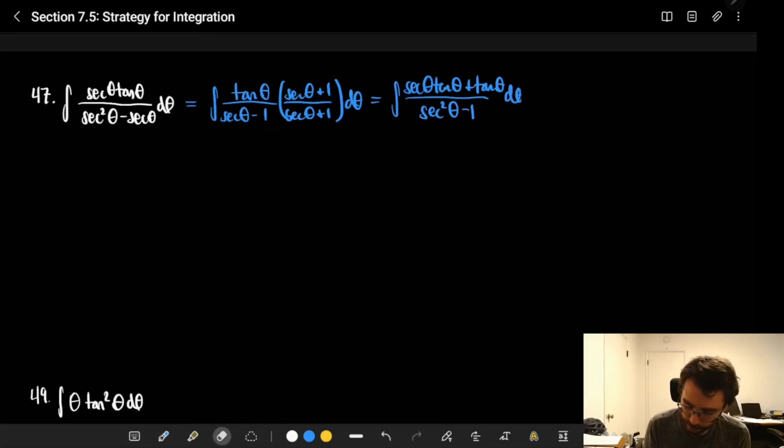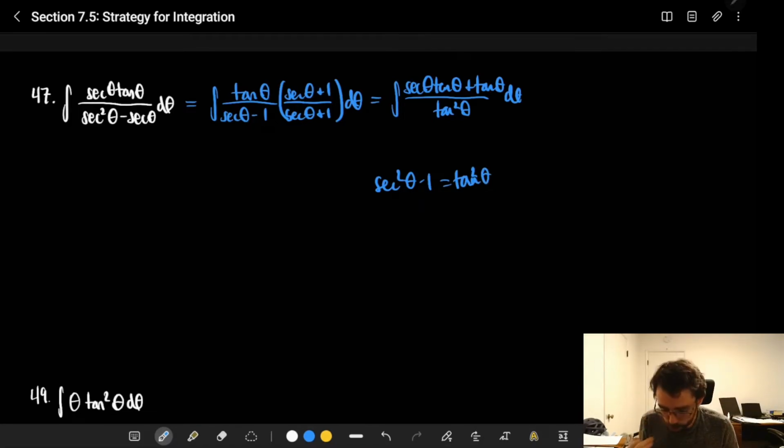But secant squared minus 1 is just tangent squared, assuming I'm remembering that identity correctly. Right, secant squared minus 1 equals tan squared. Because if I multiply everything through by cosine, I get 1... Wait, if I multiply everything through by... Yeah, 1 minus cosine squared equals sine squared, which is a true fact. So that is correct. Talking to myself a little bit.